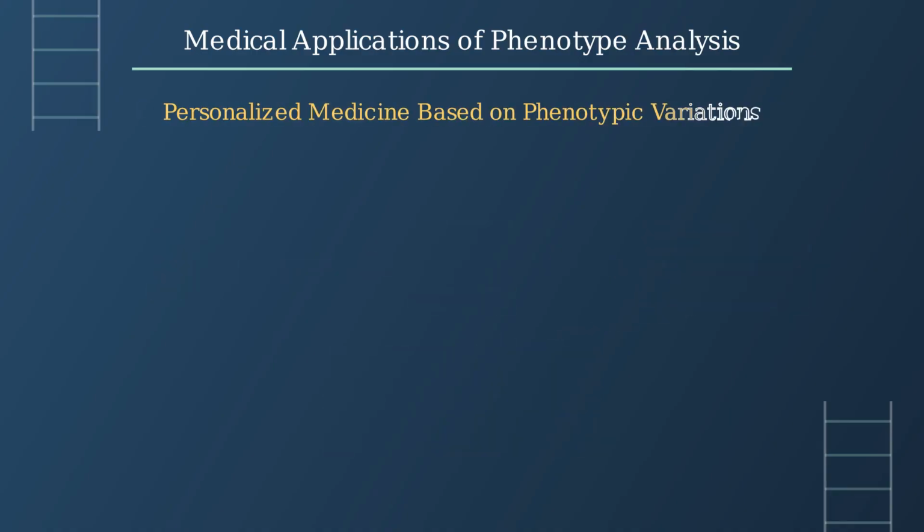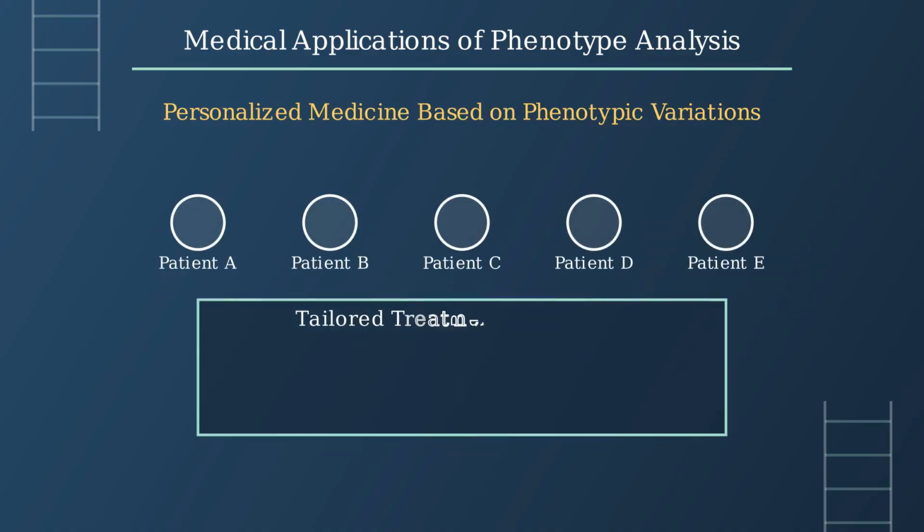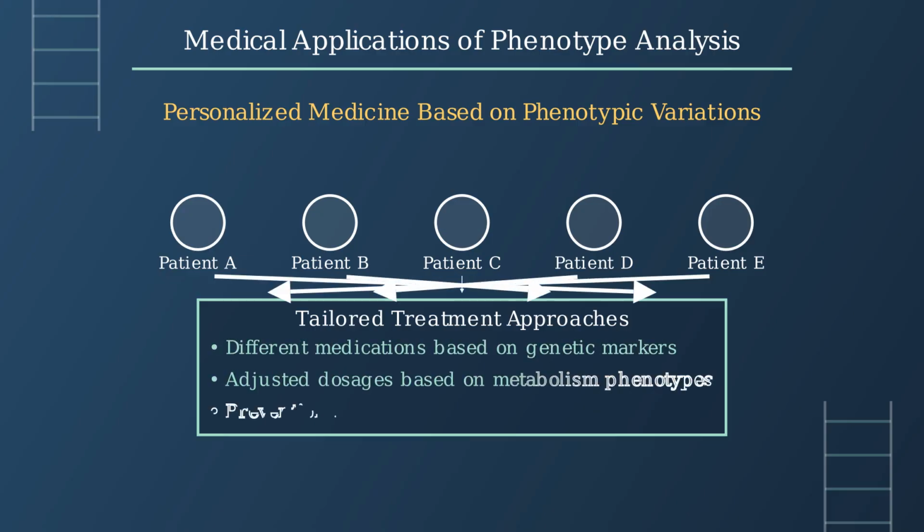Personalized medicine tailors treatment to individuals based on their unique phenotypic variations. This approach recognizes that patients with the same disease may respond differently to treatments due to their genetic makeup.